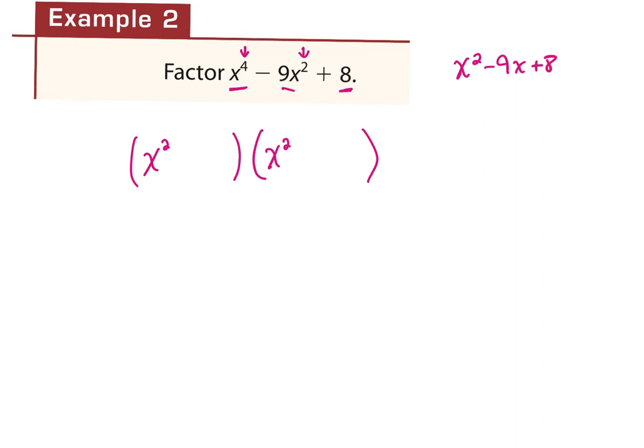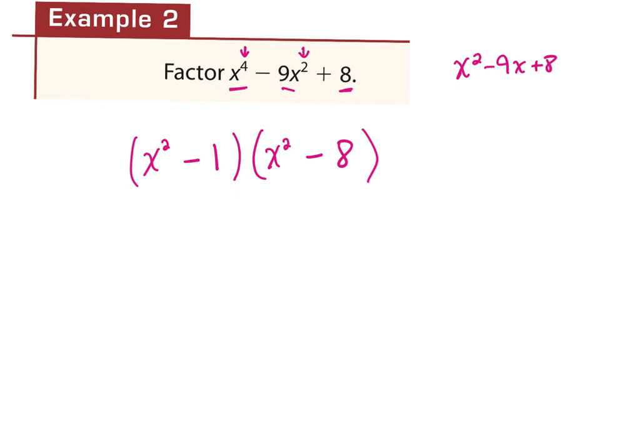What are they? Factors of 8 that add to 9. 1 and 8. Are they positive or negative or one of the other? They're both negative, right? Negative 1 times negative 8 is positive 8. Negative 1 plus negative 8 is negative 9. So they're both negative. All right. Am I finished?